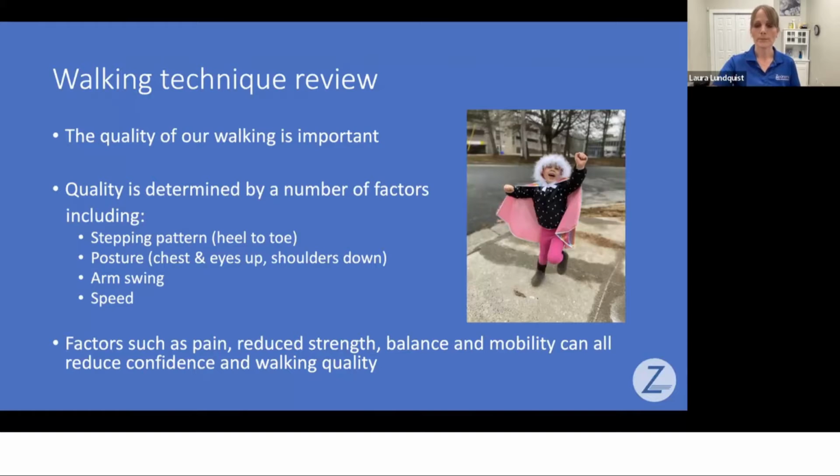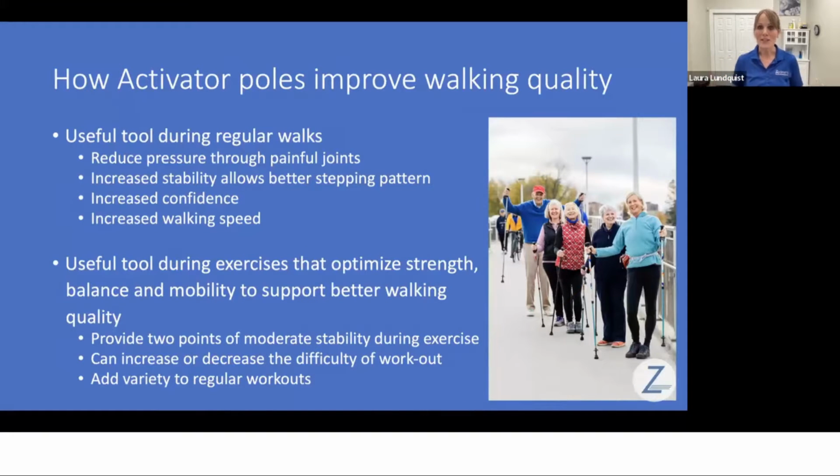And the great news is that our activator poles can address a number of these different issues. So an activator pole can improve walking quality, and it can do that during regular walks by doing things like reducing the pressure through painful joints. And we're going to talk more in detail about this in a moment, but we can increase somebody's comfort by using these poles. They also can give improved stability. And if we've got more stability when we're walking, we can typically use a better stepping pattern. And we know that that is important for walking quality.